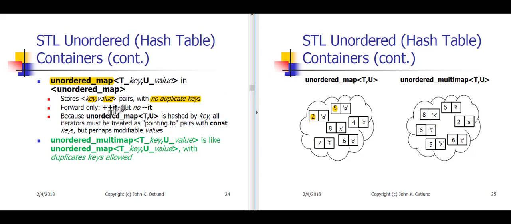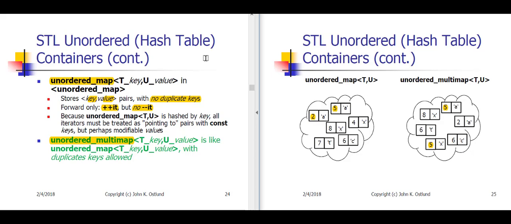As with unordered set, we can use the plus plus operator on an iterator to step through each of the values that exists in the unordered map until we hit the end, which means that we've gone through all of the values in the unordered map, and there's no minus minus that we can use on our iterator. In an unordered multi-map, again, we're storing key value pairs, but you can have a given key occurring multiple times.